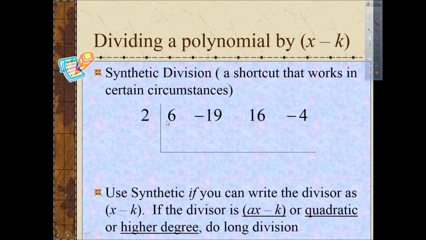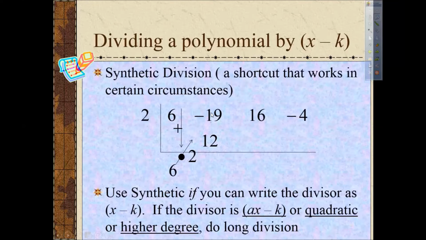Now here's the process. It's a process of add and multiply. I'm going to add 6 plus whatever's below it. Well, there's nothing below it. 6 plus 0 is 6. So I add when I go down. I'm going to multiply and put my answer diagonally up here. I'm going to take the 2 out here and multiply times 6. 2 times 6 is 12. So I multiplied to get this number down here. Add, then multiply.